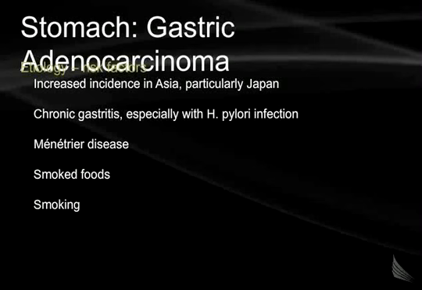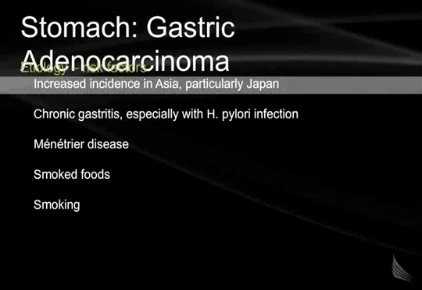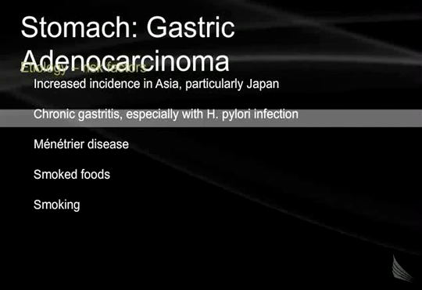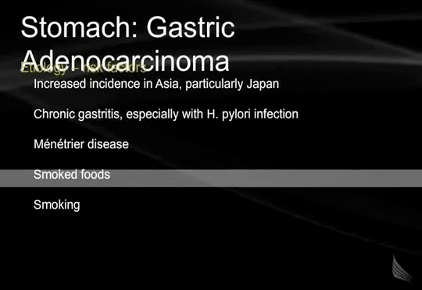Remember, any state in which patients have a high gastrin level are at risk for gastric adenocarcinoma. The boards love to talk about Asians having gastric adenocarcinoma. Remember, there's a very high incidence of gastric adenocarcinoma in the East Asian countries. Chronic gastritis, especially with H. pylori, is also a major risk factor for adenocarcinoma.